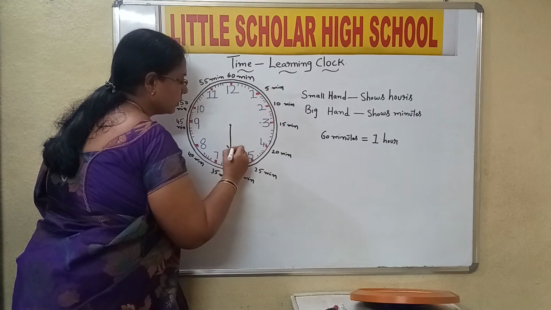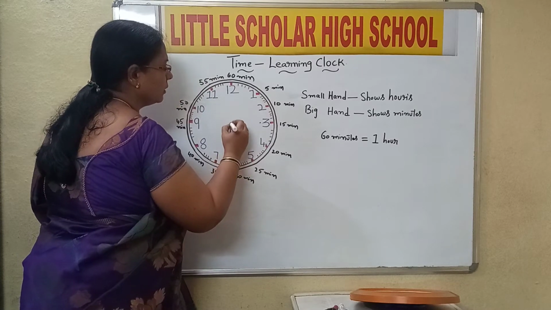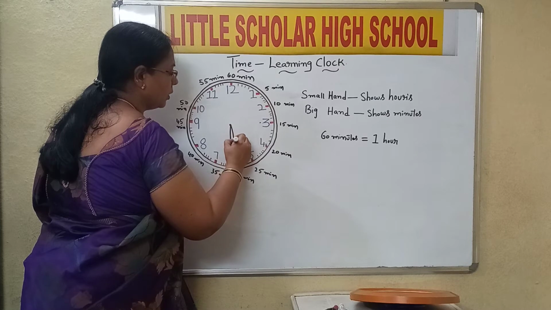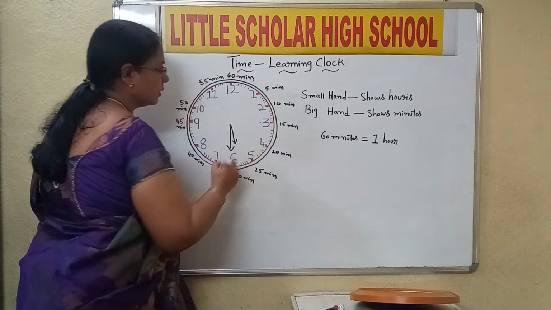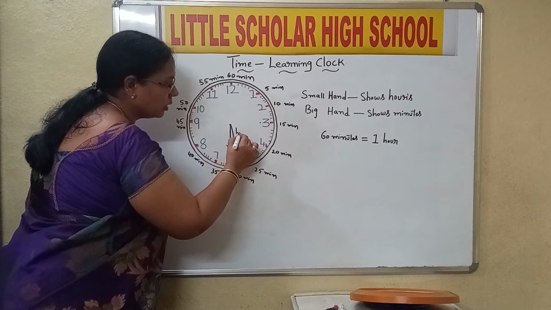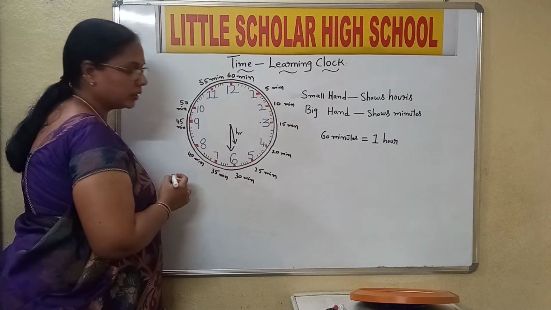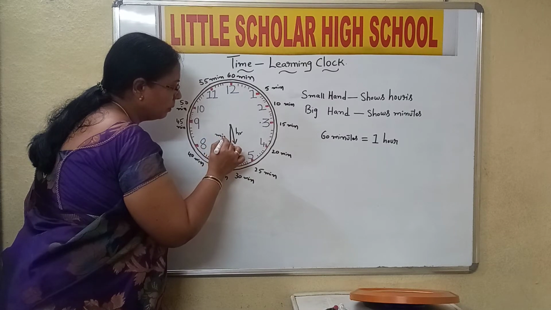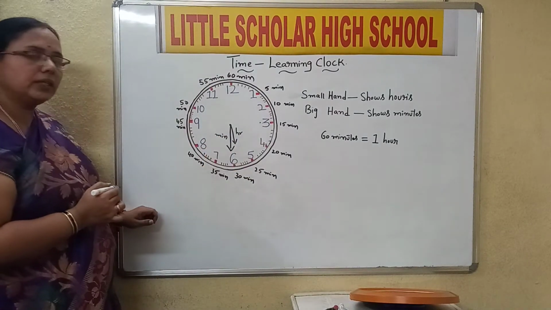This is the big hand and this is the small hand. The small hand will always tell you the hours, and the big hand will tell you the minutes.